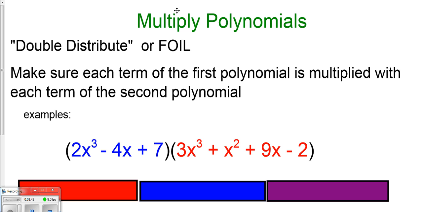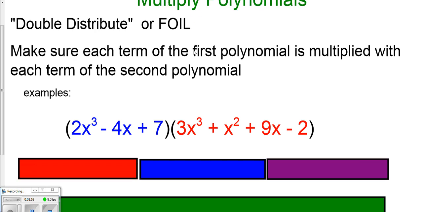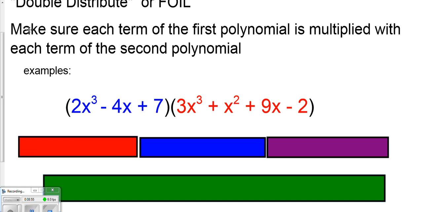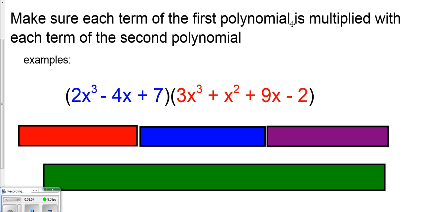Lastly, we're going to look at multiplying polynomials. When you are multiplying polynomials, you think of it as a double distribute, or in other words, you're foiling it. We've looked at foiling before. That's basically what you're doing here.